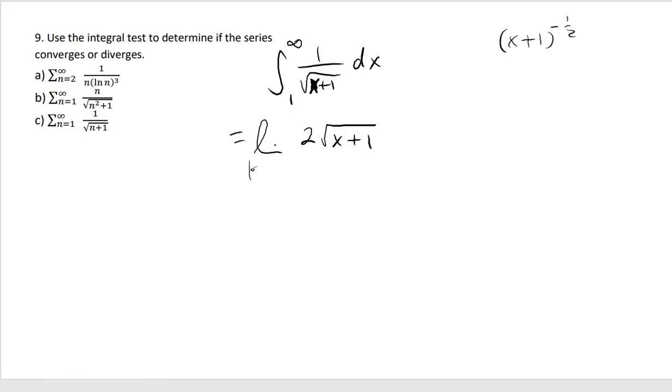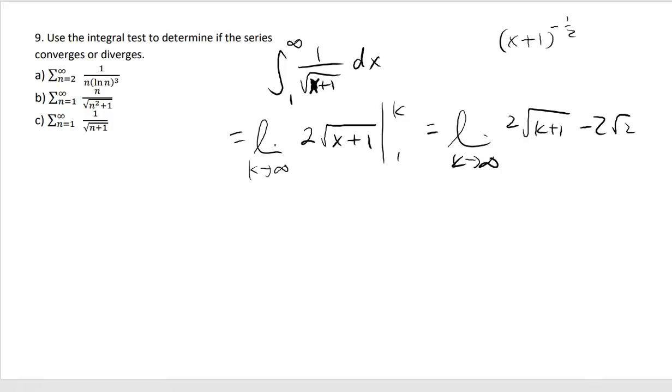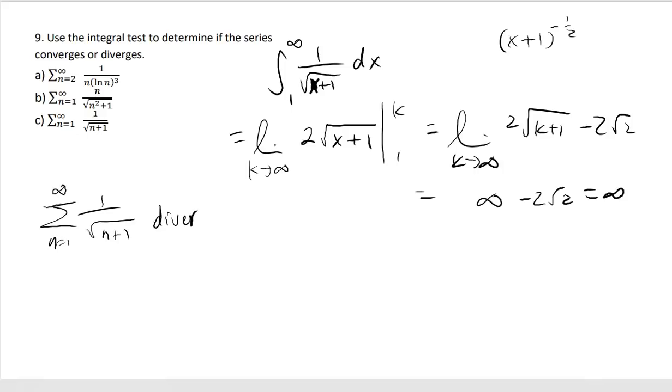That's how you get to this. And then I put k going to infinity, and then that gives you limit k going to infinity of 2 square root of k plus 1 minus 2 square root of 2. And again, this is infinity minus 2 radical 2, which is infinity. And that means sigma n from 1 through infinity of 1 over square root of n plus 1 diverges.